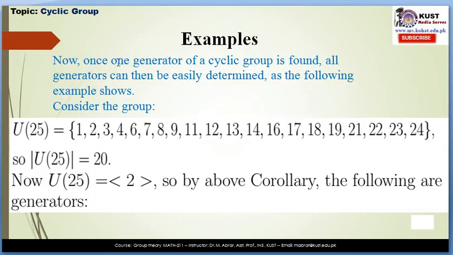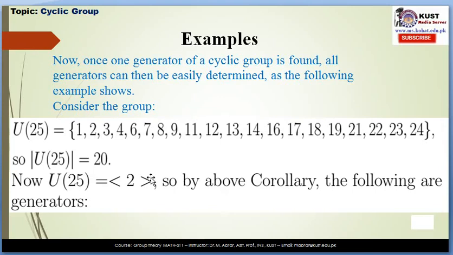Once one generator of a cyclic group is found, then all generators can be easily determined, as the following example shows. We consider U25. There are 20 elements. It's a group under multiplication. So we know 2 is a generator of this U25. Then we need to find the remaining generators of this U25.